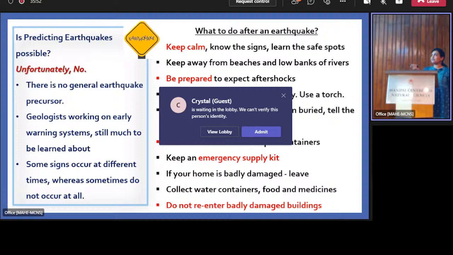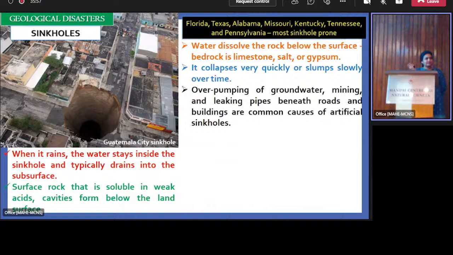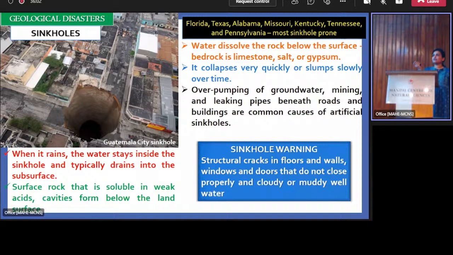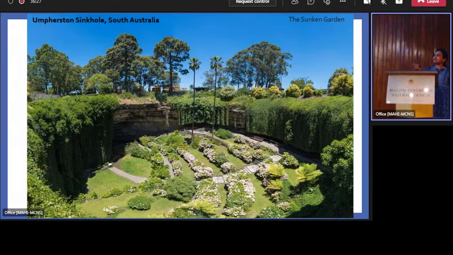Now, sinkholes are not that prone in India, but I would like to tell you that if you see warnings such as structural cracks or muddy well water, you should think that there is limestone or seepage under your home or the building ground, and you need to take care. However, in India, these are not that prone. Some sinkholes are made into a garden, and some are very disastrous sinkholes all over the world.